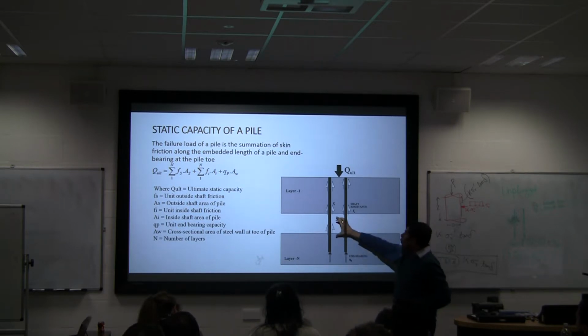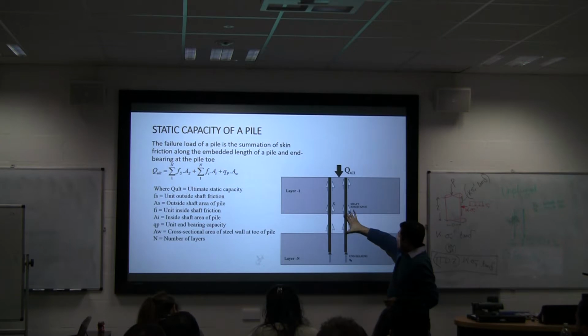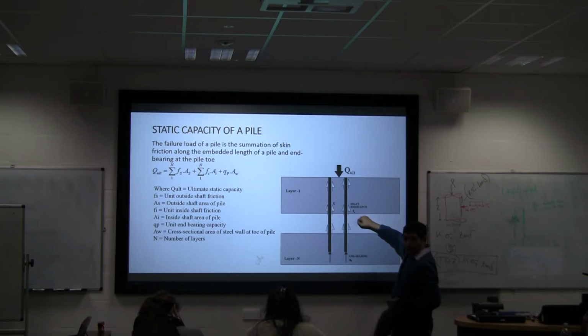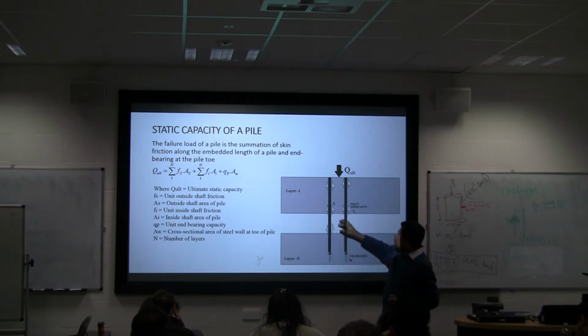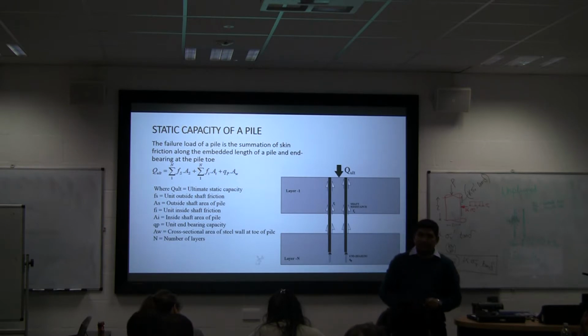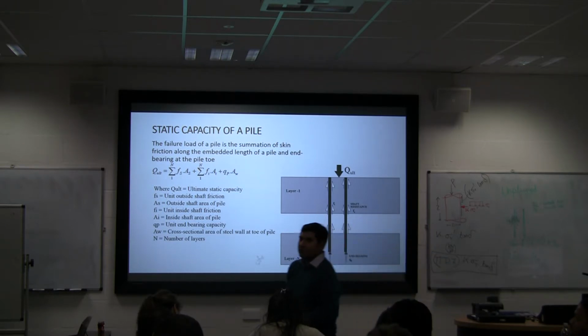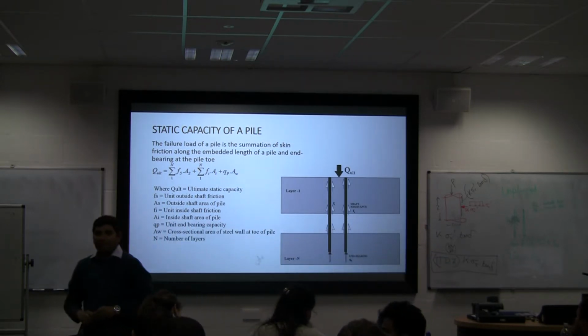Suppose you want to find out how much is the friction for this part. You find out the vertical stress here. Then you find out the lateral stress. Then the friction. Right? That means you need that amount of force to fully mobilize the friction. So Z, you take it as half, you divide by 2, Z?